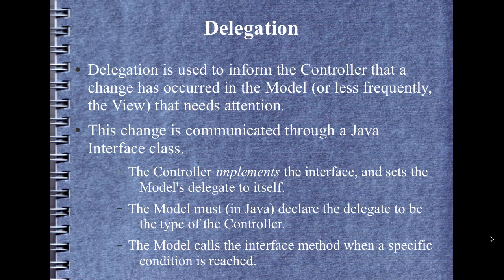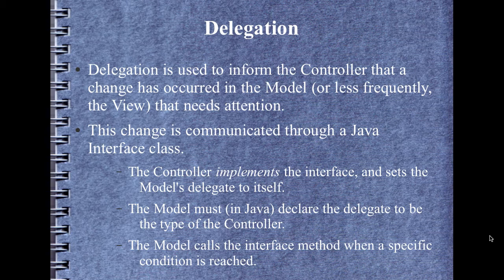So now delegation is kind of the other side. Something happens in the model that needs to be reported to the controller. The controller may change the view. It may tell the model to do something else. It can do a lot of different things. But the only way to get the model to talk to the controller is through delegation.